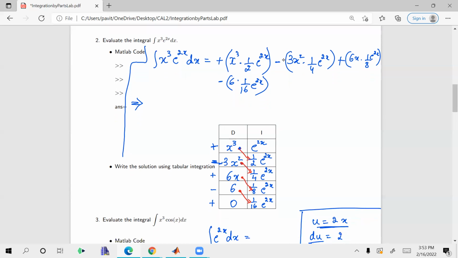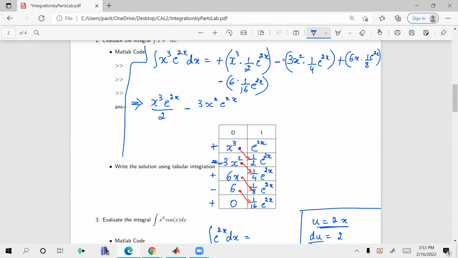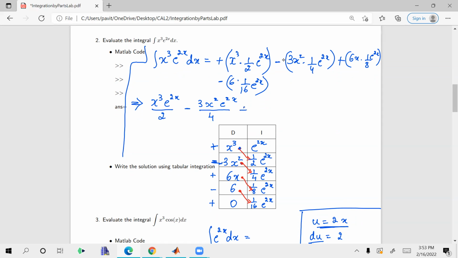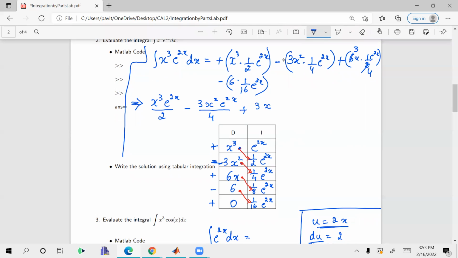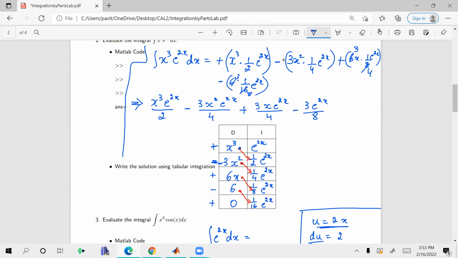So if I want to simplify, I just take x cubed inside. That will be e to the power of 2x divided by 2, negative 3x squared e to the power of 2x divided by 4, plus. Now I can simplify this. 2 3s are 6, 2 4s are 8. So this becomes 3x e to the power of 2x divided by 4, negative 3 e to the power of 2x divided by 8.